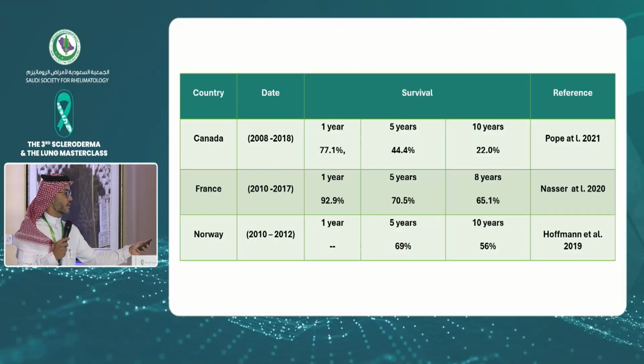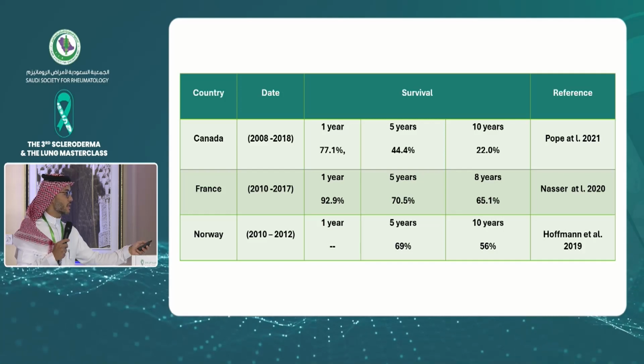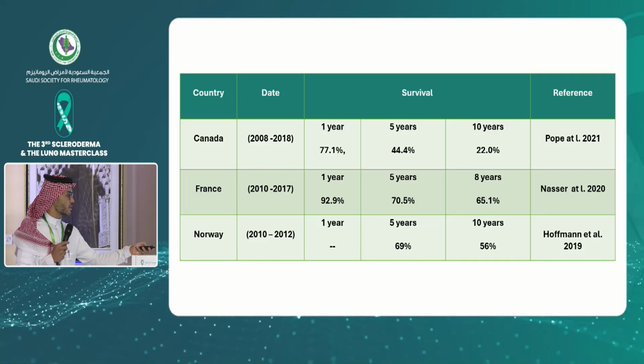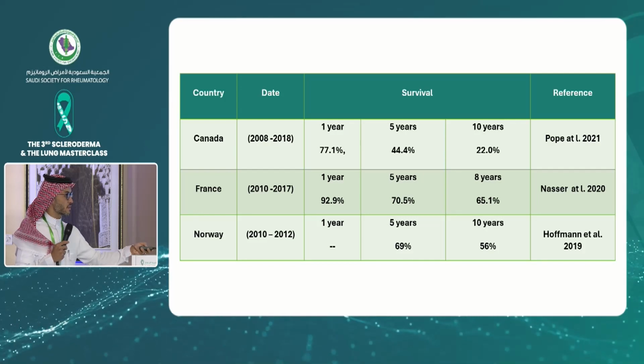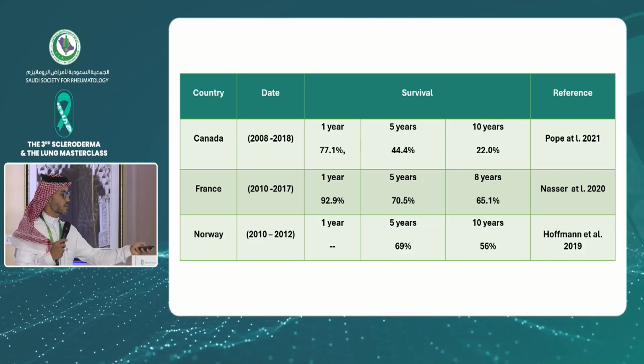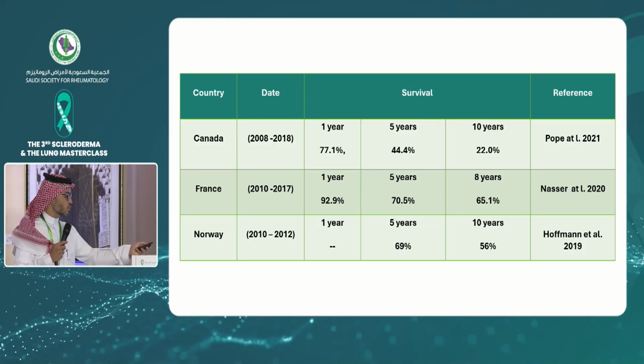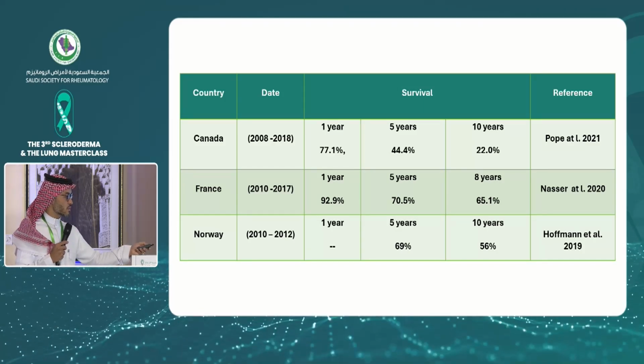And we look at the data sets from different countries. In Canada, between 2008 and 2018, the survival rate at 1 year was 77% and at 10 years was 22%. In the France registry, the 1-year survival was 92%, and at 8 years they did better than the Canadian group, at 65%. There is also a registry in Norway, where the 10-year survival was 56%.